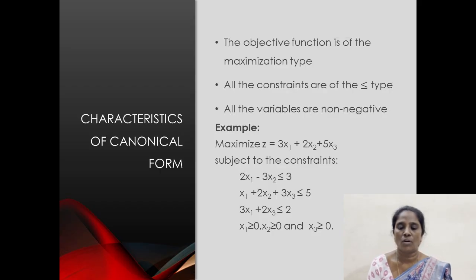For canonical form, the objective function is of the maximization type. All the constraints are of the less than or equal to type. All the variables are non-negative.